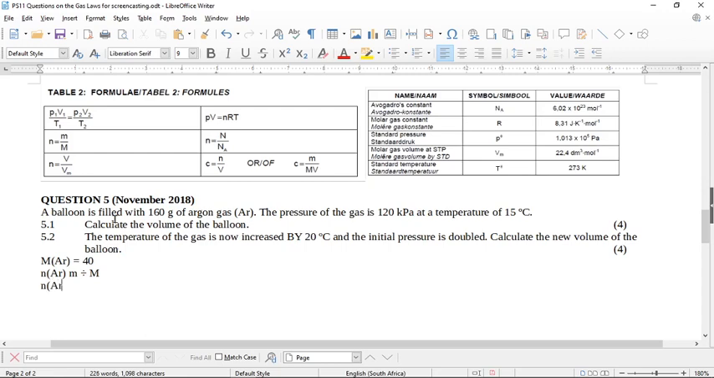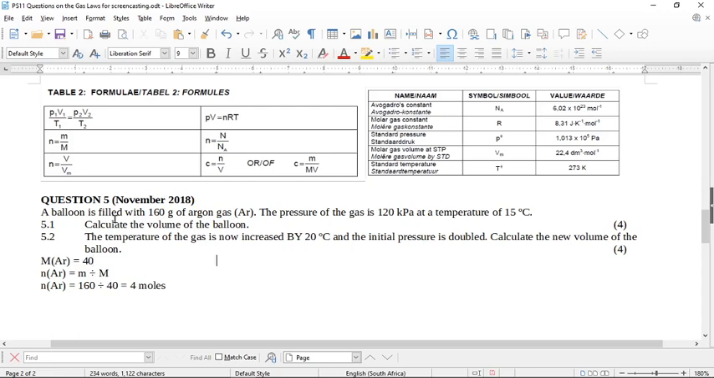So the number of moles of argon is going to be, how many grams was it? 160 grams divided by 40, because that was the relative molecular mass. So this is going to give me 4 moles. So n of argon is 4 moles. Now before we start PV = nRT, let's calculate what the T in Kelvin is.